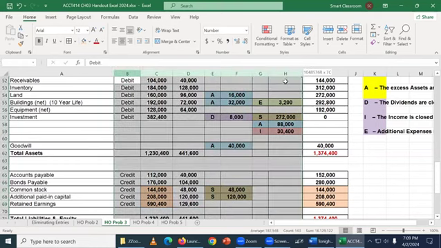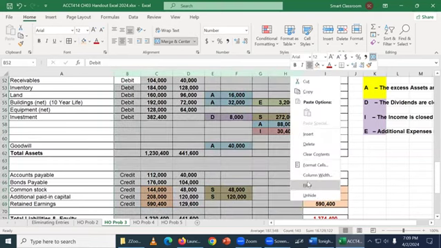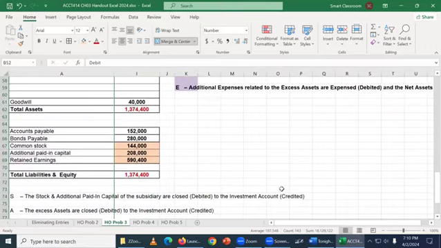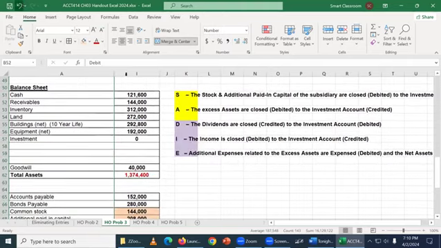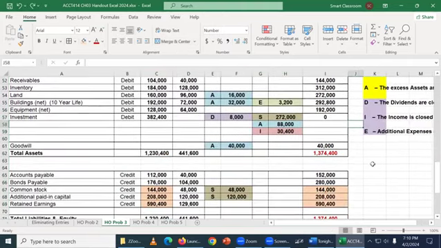And again, here are the consolidated financial statements. Just like that. I'm going to have my kooky arrows in there, but everything else will be the same. Any questions?